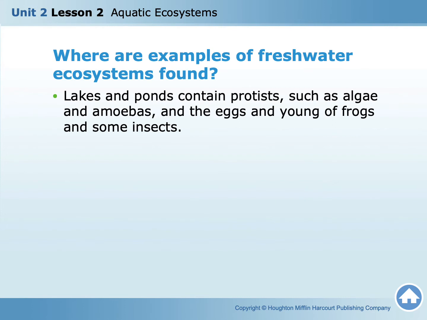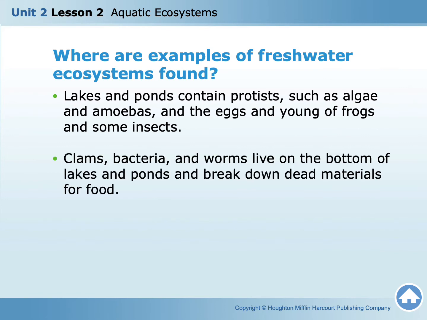Lakes and ponds have protists, algae, and amoebas. The eggs of frogs, like little tadpoles, and some insects you'll find all over there. Clams, bacteria, and worms live on the bottom of lakes and ponds. They break down dead materials, could be dead fish, all that. Plus the waste product of different fish and animals sinks to the bottom and can help fertilize and help other animals live.